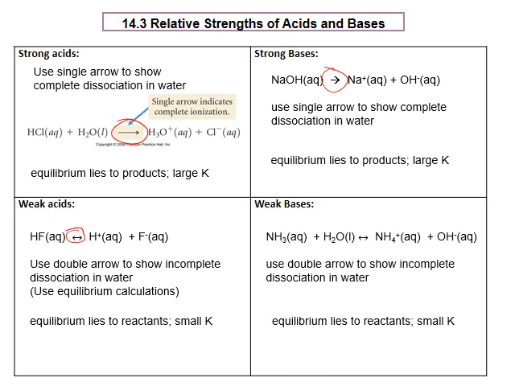Ammonia is an example of a weak base. When ammonia reacts with water, small amounts of ammonium and hydroxide ions are formed. A double arrow is used to show this equilibrium. For weak bases, the value of the equilibrium constant is small, and the reaction is reactant favored. At equilibrium, there is mostly NH3 molecules with a smaller amount of ammonium ions and hydroxide ions in solution.